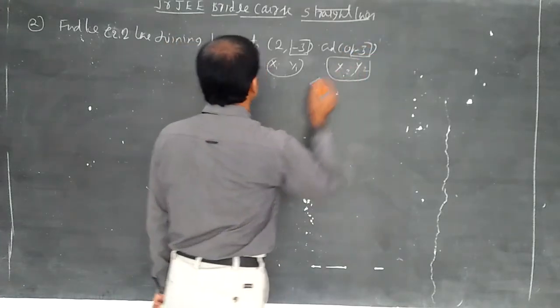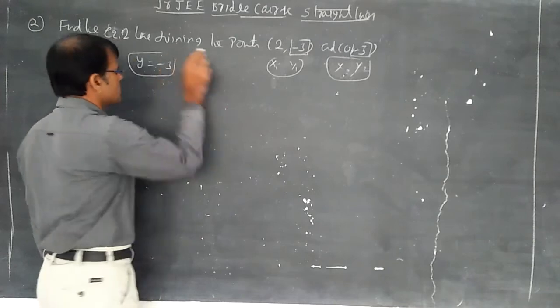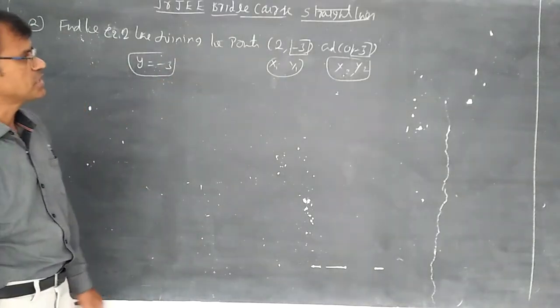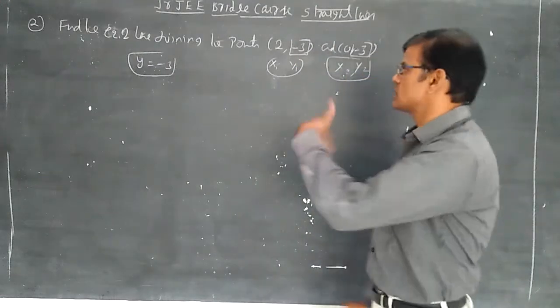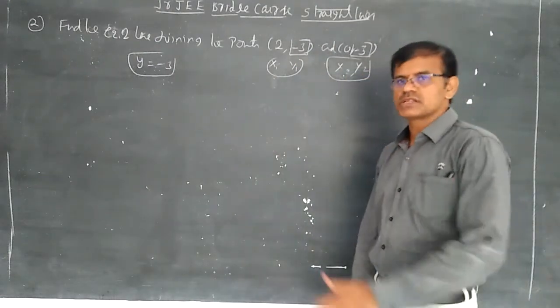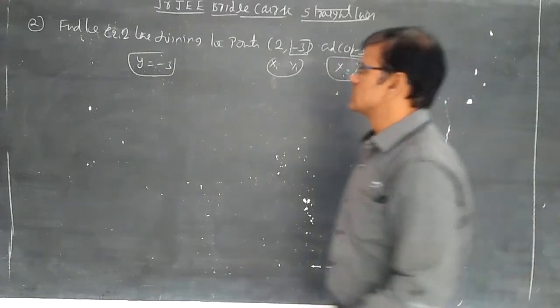What is indicated here? Here the y coordinates are equal. That's all, y is equal to minus 3. This is the indicator. If x coordinates are equal, you can say x is equal to that equal value. If x is equal to 2, simply x is equal to 2, you can write. Y is equal to minus 3.